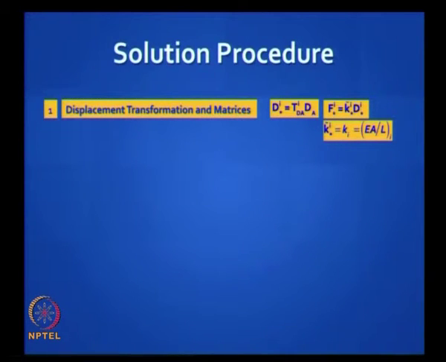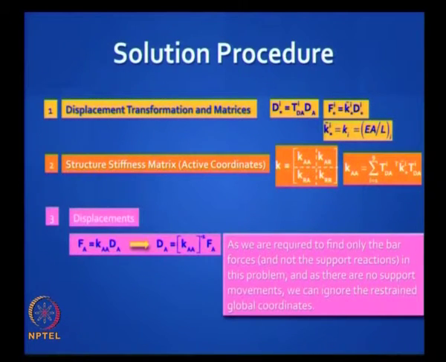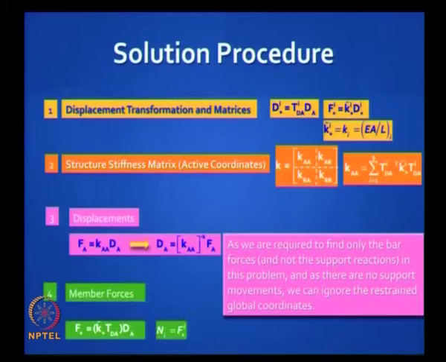Generate the TDA matrix, which is what you are going to do now, and the structure stiffness matrix. You can use the direct stiffness method and get, all you need is KAA here. You do not need to fill the whole matrix because we just want to find the bar forces. Very easy to do, as we are required to find only the bar forces and not the support reactions in this problem, and as there are no support movements, we can ignore the restrained global coordinates, and finally you get the member forces. This is all standard, right, as we did in the last problem.